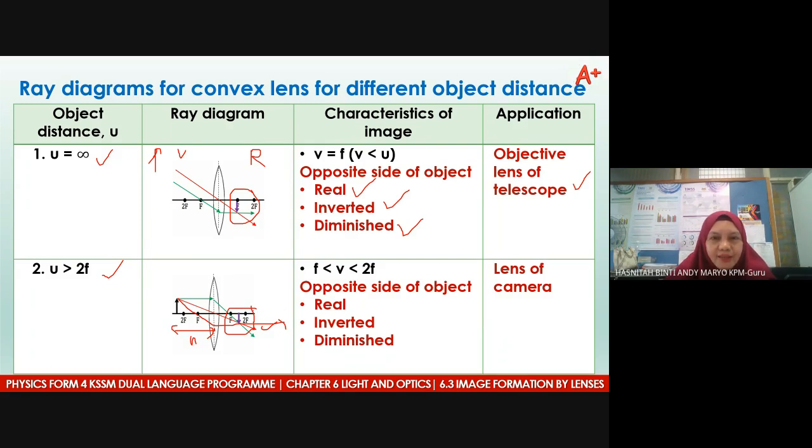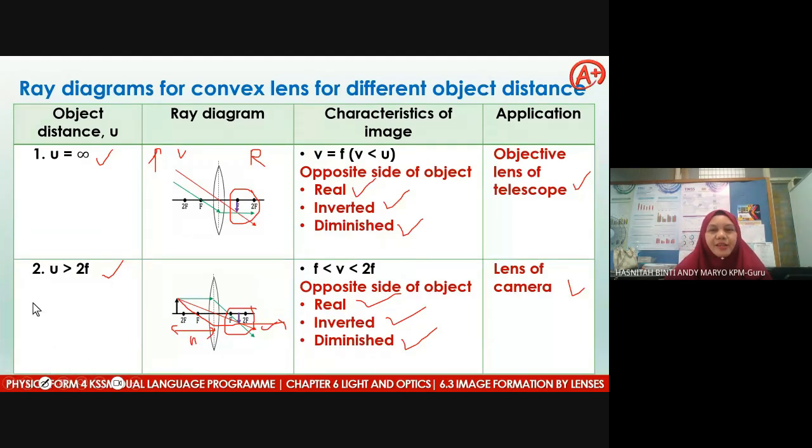Okay, the image distance. So what happened? The image forms at the opposite side of the object, so we call it a real image. Okay, and then look at the position. Object is above the principal axis while image is formed below the principal axis. So we understand the image is inverted. And the size you can compare. Okay, you can see the object is larger, the image formed is smaller. So we say the image is diminished. Diminished means dikecilkan. Okay, the image is smaller than the object. So we apply this in a lens of camera.